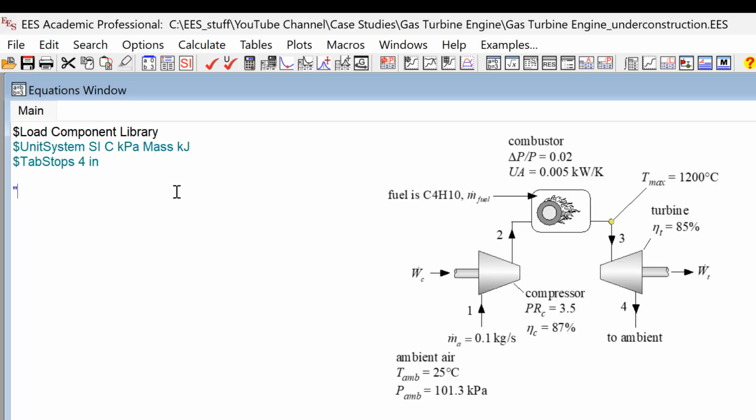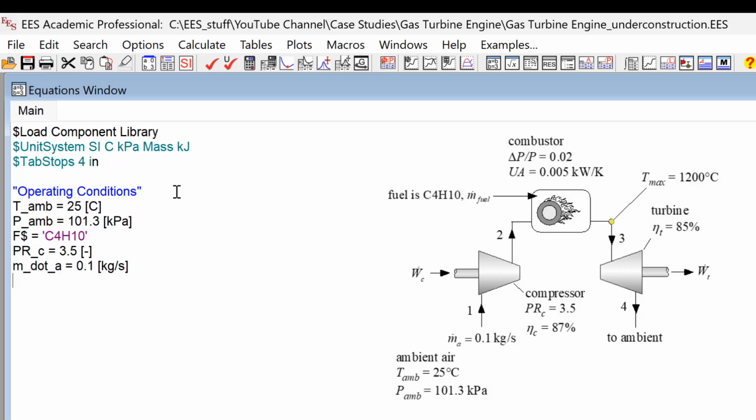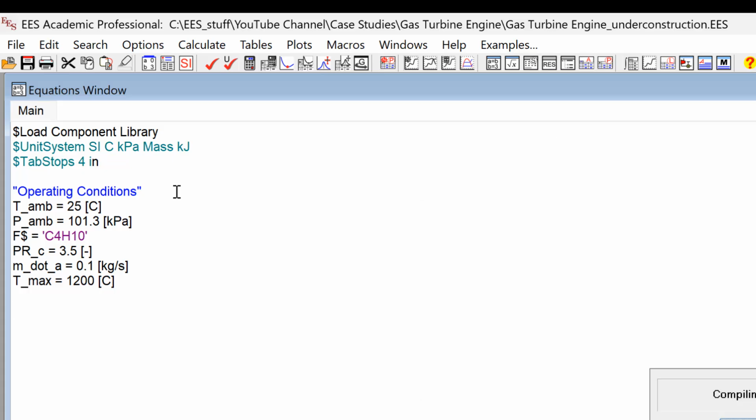And then I'm going to enter my operating conditions. So these include the ambient temperature, which is 25 C, the ambient pressure, which is 101.3 kilopascals. What else? I know the fuel is C4H10, so I can set that using a string. I know the pressure ratio of the compressor is 3.5. That's dimensionless. The mass flow rate of the air being sucked into the compressor is 0.1. And then I also know that the temperature coming out of the combustor has to be 1200 C. So I'll go ahead and solve that.